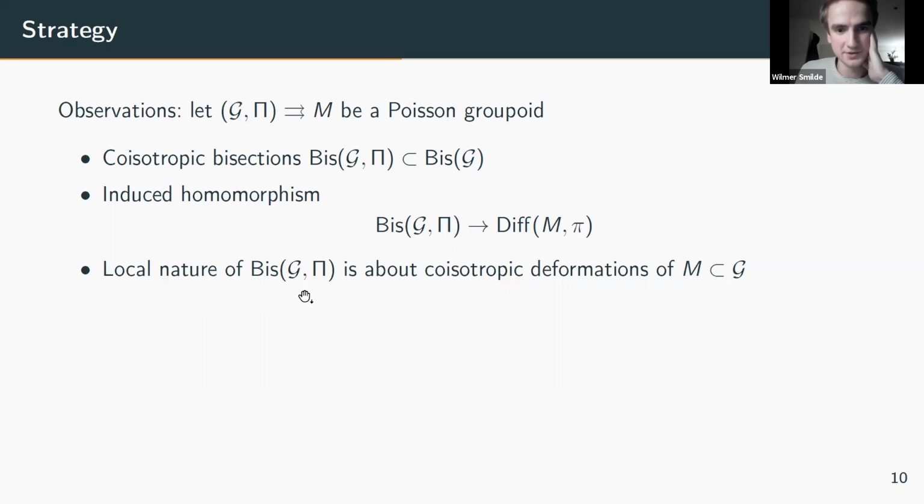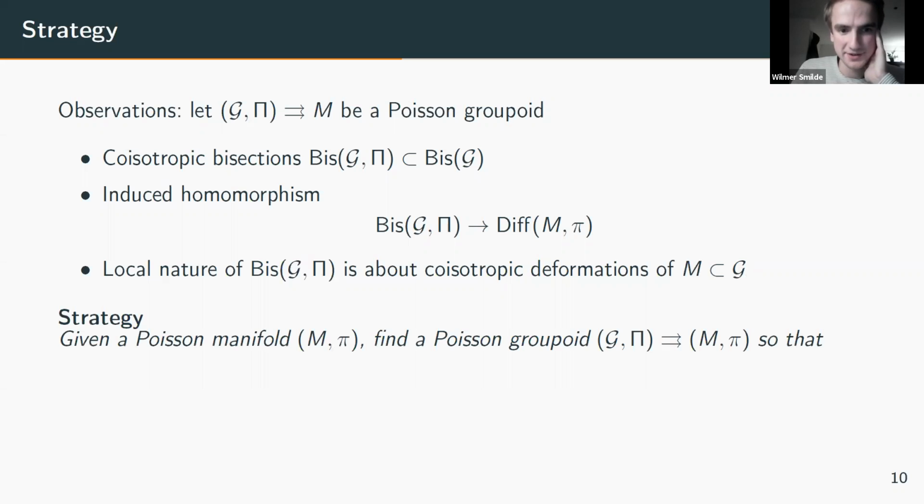All right. So the local nature of this group is again about coisotropic deformations of the space of units inside of our Poisson groupoid. Well, again, these are hard to describe, but we may have some more opportunities because we're looking at more general Poisson groupoids than just the product groupoids.